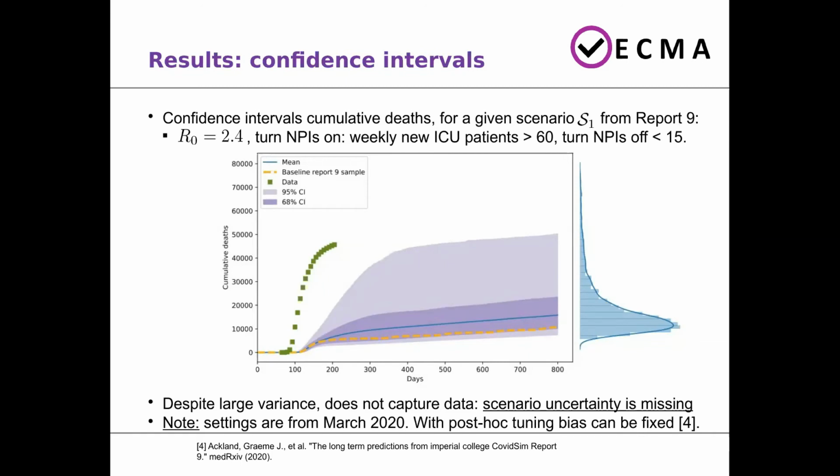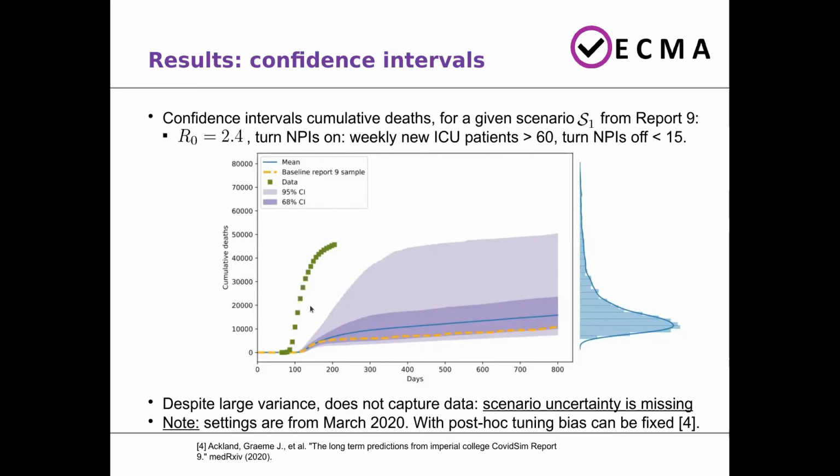And you could view this from two angles. One is that we're not incorporating the scenario uncertainty. And it turns out that that's actually quite important, especially the initial conditions, right? These are fixed in my case. But if you want to capture the data with this particular scenario, you need to make the initial condition uncertain as well.